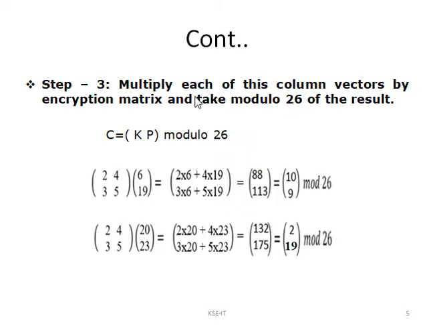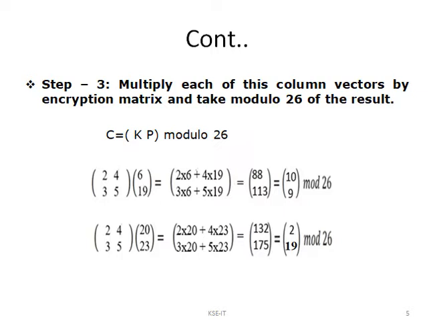Step 3. Multiply each of these column vectors by the encryption matrix and take modulo 26 of the result. The formula for getting the cipher text is C equal to K into P modulo 26. K stands for key and P stands for plain text column vector. Write down the key 2435 and the first column vector, that is 6, 19.